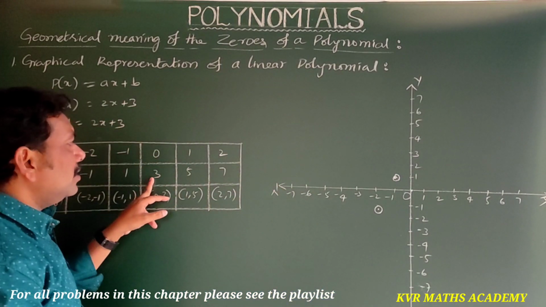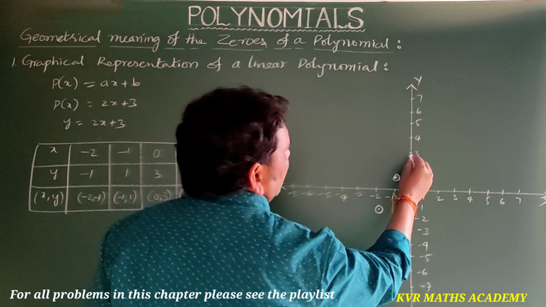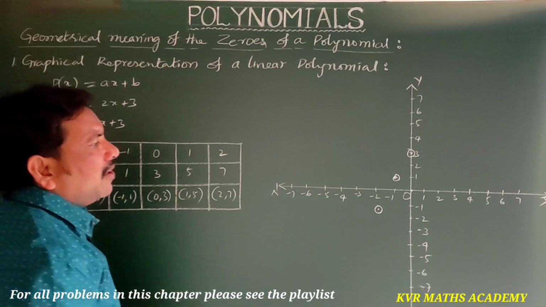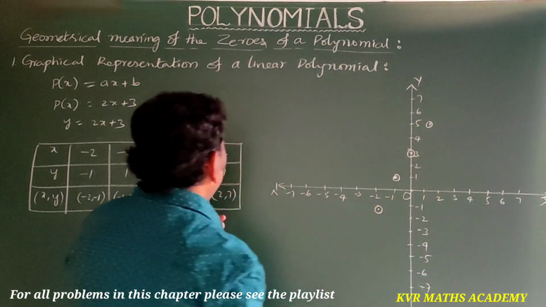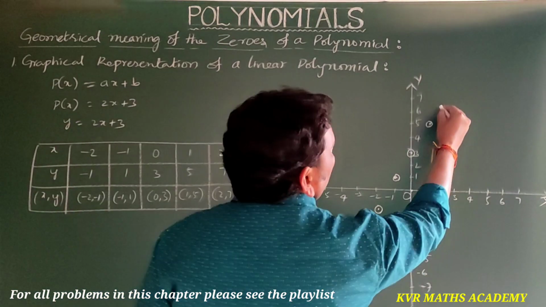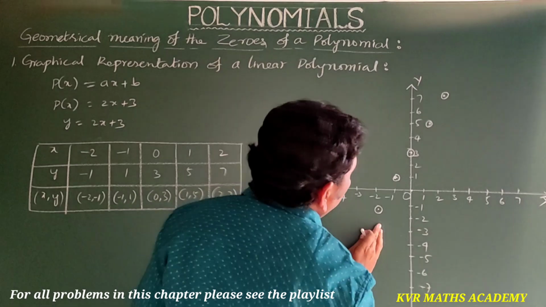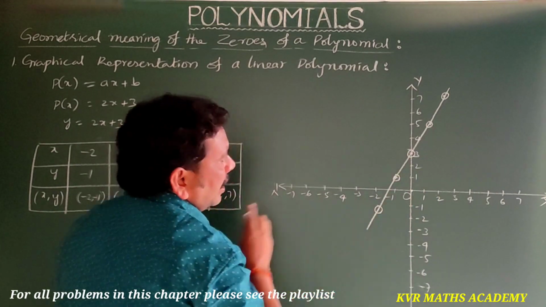Next, the third one is 0 comma 3. X is 0 and y is 3, right? This one. Next, 1 comma 5: 1 and 5, this one. Next, 2 comma 7, this one. Now join all these points with the scale, right?